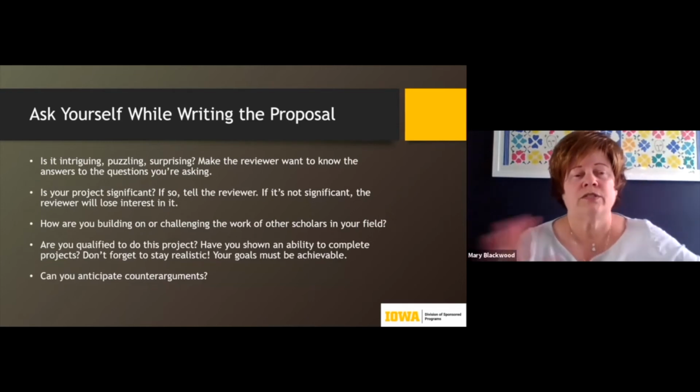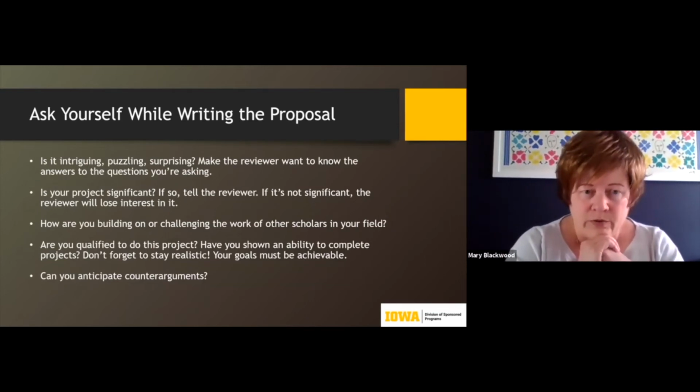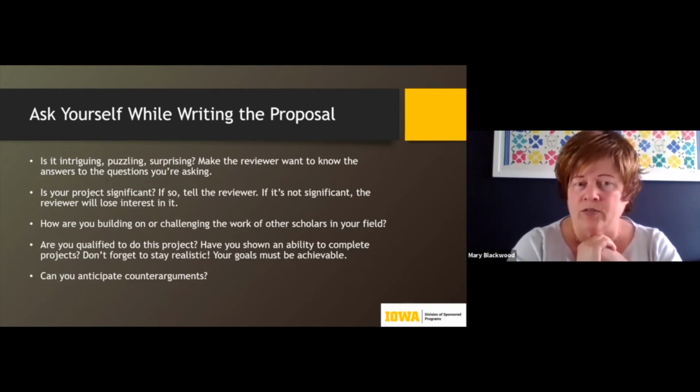So this is just to say that all the time as you're writing the proposal, keep asking yourself these questions. Give the reviewer a surprise. Give them a puzzle early on in the proposal, and then they'll want to know how you're going to answer it. Be direct about what you're saying. You have to have a significant project. Go ahead, just tell them how. Don't assume they would know how significant it is. Are you building on or challenging the work of other scholars in your field? Tell them how. Are you qualified to do the project? Do you show an ability to complete it?